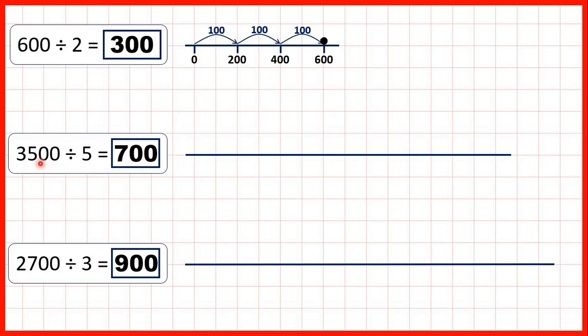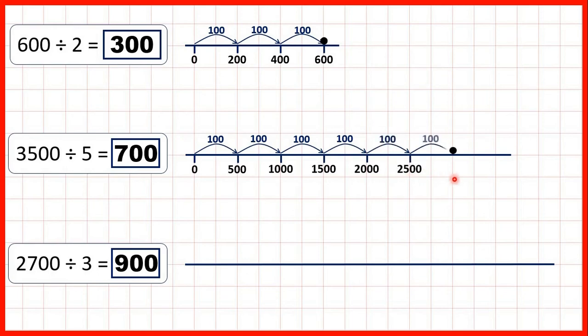Now, for 3,500 divided by 5, we can count in steps of 100 times 5. So 100 steps of 5 would take us to 500. Another 100 steps would take us to 1,000. Then 1,500, 2,000, 2,500, 3,000, and 3,500. So we counted steps of 100 times 5 7 times, so we counted 700 jumps altogether. Now, again, you can see that counting in steps of 500 is just like counting in steps of 5.